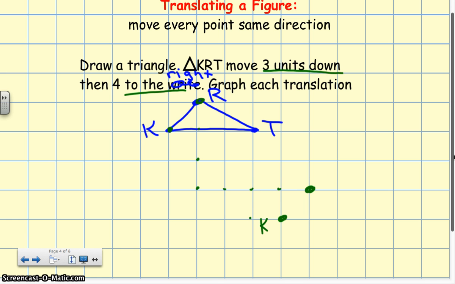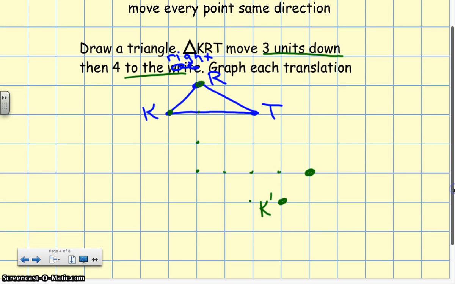I call this K prime. Prime means a new one. Okay, prime is new. It's like the image. Okay, K prime, R prime. Now I'm going to do T prime. 3 units down, 1, 2, 3, and then 4 to the right, 1, 2, 3, 4. There's my T prime. My new image is right there. Okay, so that's my new image. That's what we're doing today.